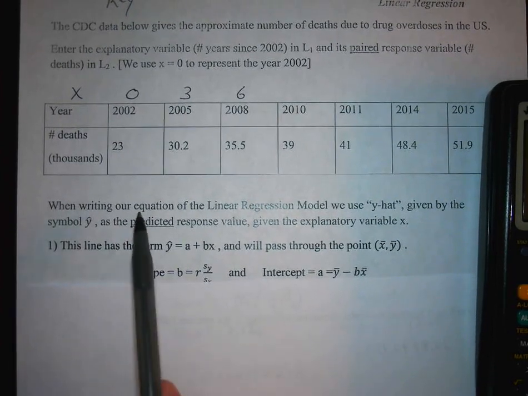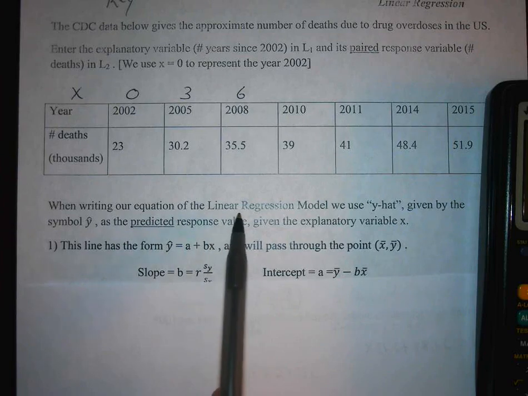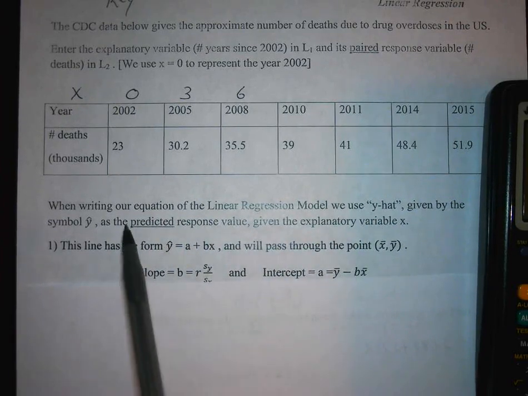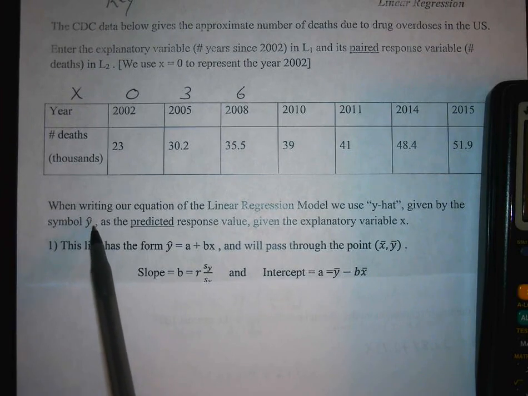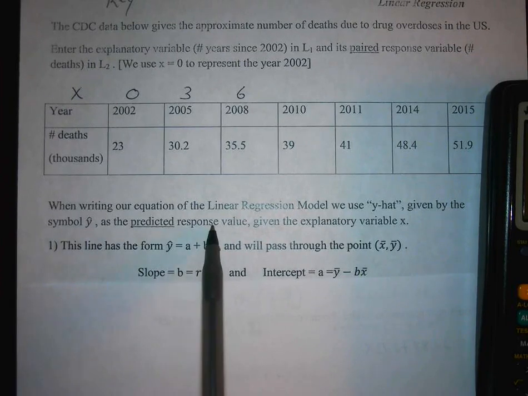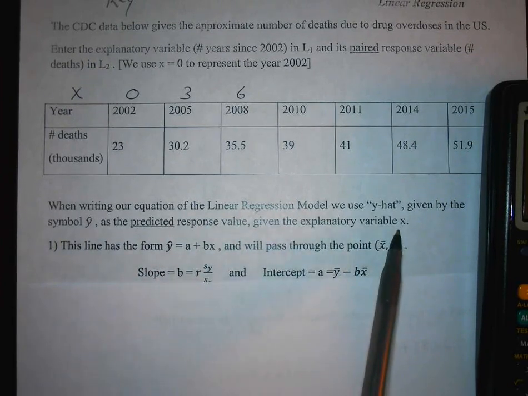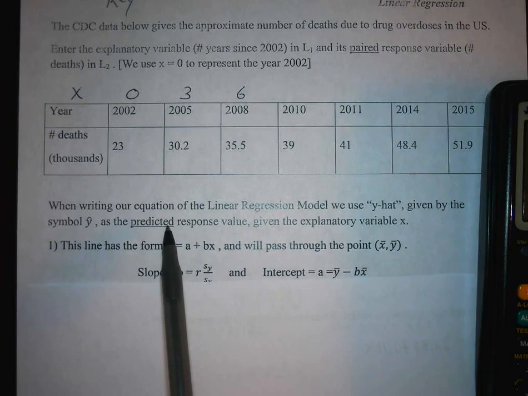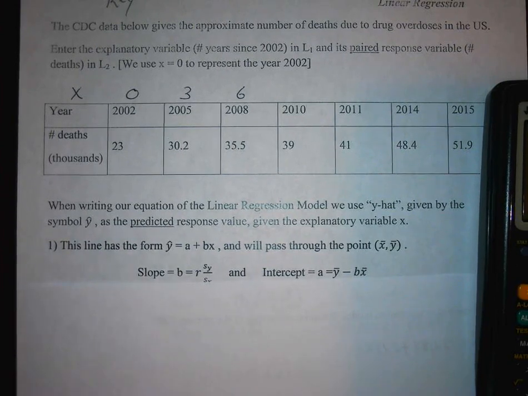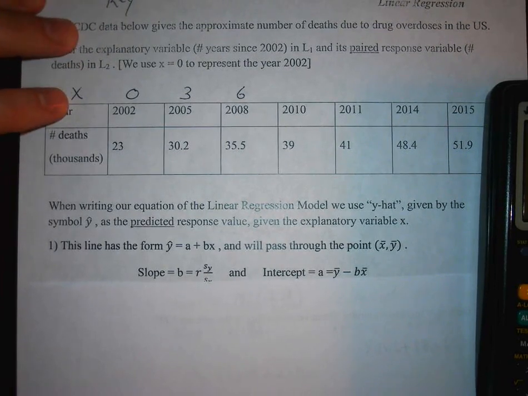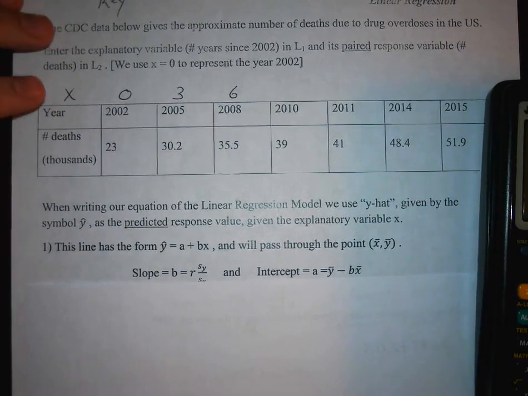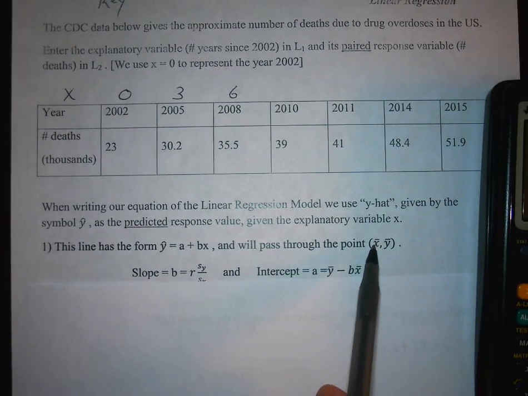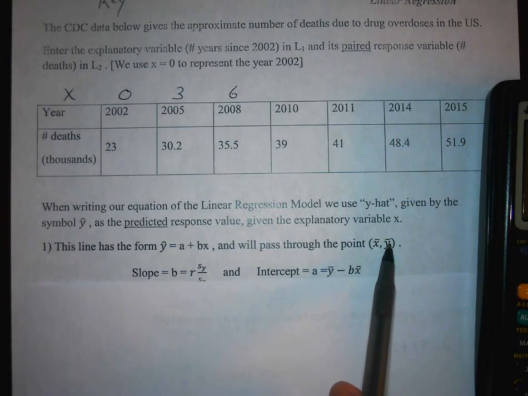The next part, when we're writing our equation for the linear regression model, we use y hat, given by the symbol y with that little mark over it. We pronounce that y hat. We recognize that as the predicted response value given an explanatory variable x. So if we're given the year, we can use that to predict the number of deaths that we'd expect. Our line, y hat equals a plus bx, will pass through the point x bar, y bar.